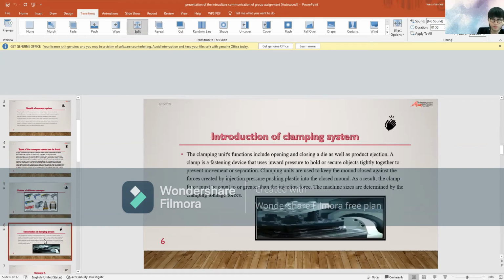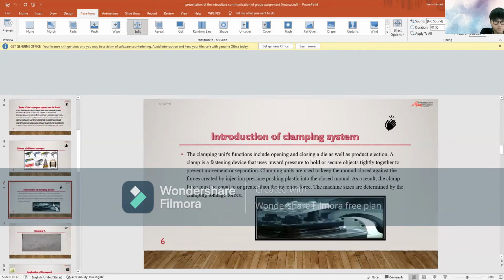Introduction of the clamping system. There are many kinds of clamping systems, but the ones we usually see are the clamp, the vise, and all these things. The clamping unit functions include opening and closing a die as well as product injection. Basically, a clamping unit is used to keep the mold closed against the force created by injection pressure pushing plastic into the closed mold. Simply put, we use the clamp to clamp the thing so that it cannot move anywhere. The machine size is determined by the clamping tonnage force.